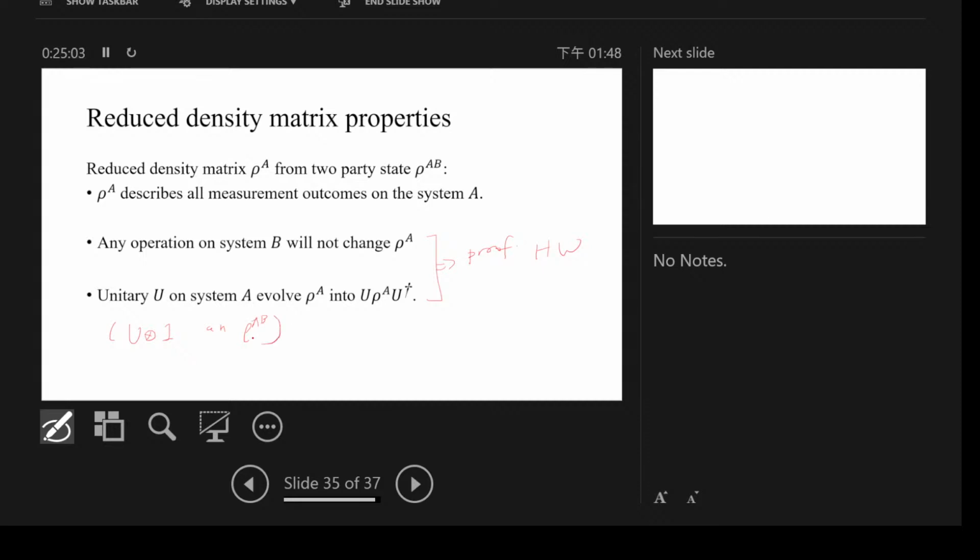Those are the properties of the reduced density matrix, and because of these three properties, we think a reduced density matrix rho A describes all the quantum properties you have on system A when you have this two-party state rho AB.